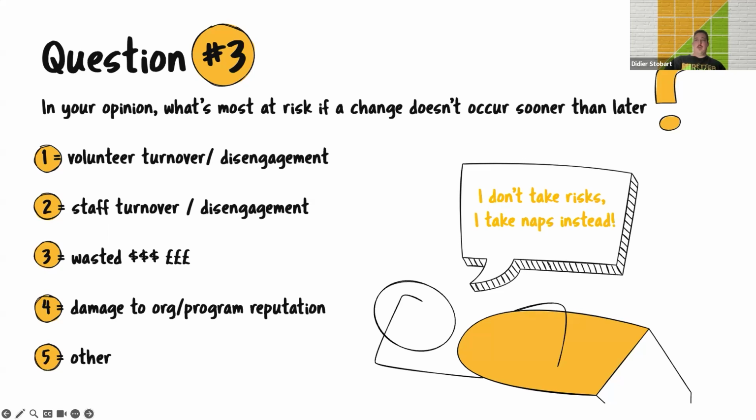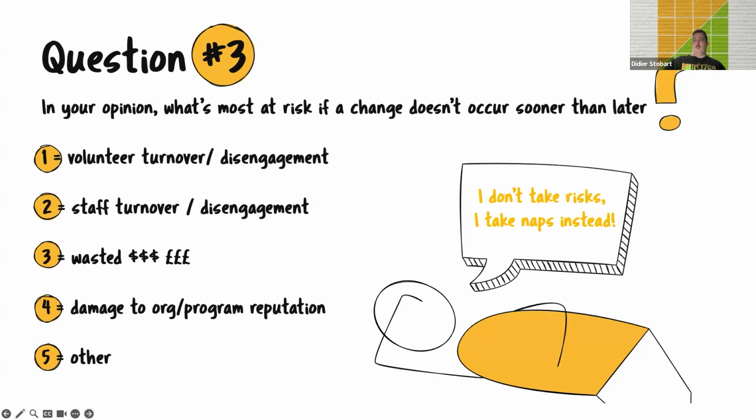Carla, number 1 and 3, so volunteer turnover and wasted budget. Laurie's other was wasted staff time and burnout. That definitely is a big thing that you can worry about when you don't have a good plan in place and a good volunteer management system in place. That's definitely something that does come up quite often when I'm discussing that with organizations looking for software.